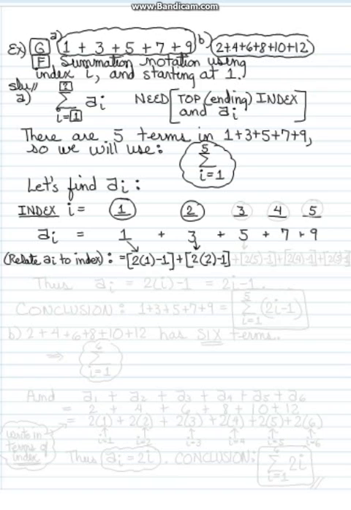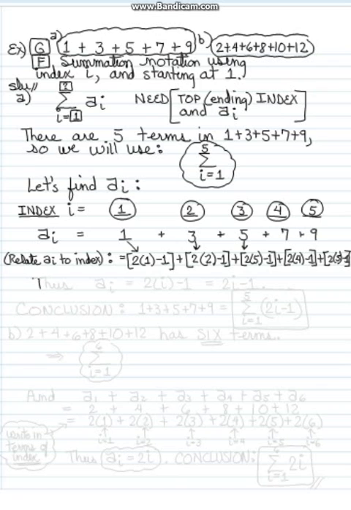Yes, it worked. Let's see if 2 times the index minus 1 works for the I equals 3 term. In other words, if the value is 5. 2 times the index 3, that's 6, minus 1 is 5. Yes, it works. How about 2 times 4 minus 1? That's 8, minus 1 is 7. And 2 times 5 minus 1, that's 10 minus 1 is 9. They all fit this formula, 2 times the index minus 1.